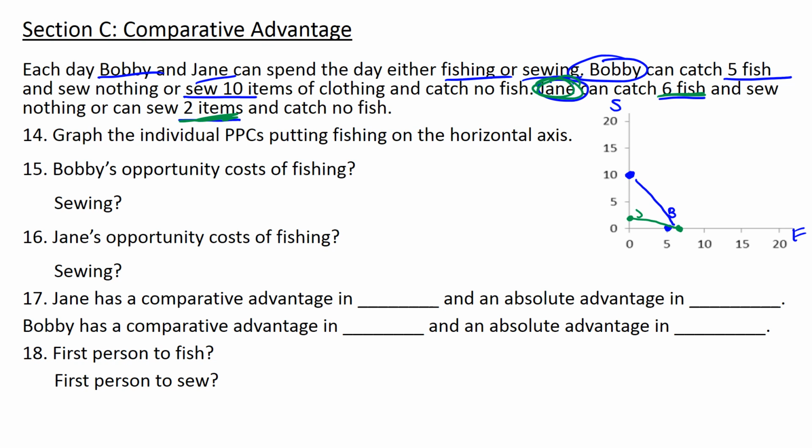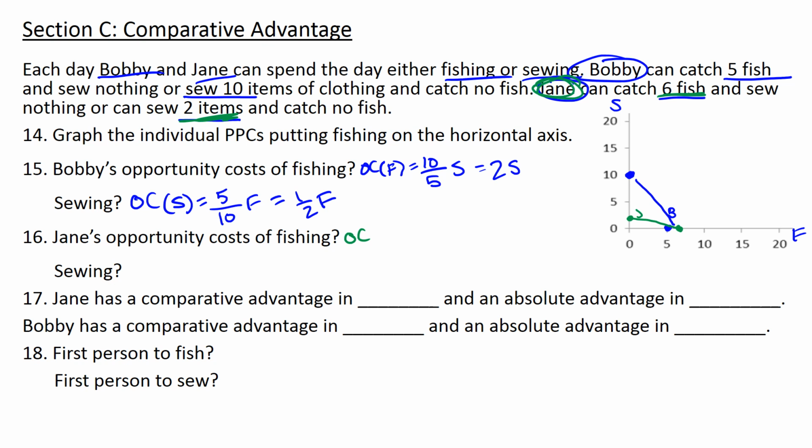To calculate Bobby's opportunity cost of fishing, it's measured in what he's giving up, and what he gives up when he fishes is some sewed clothes. Specifically, he gives up 10 sewed items for 5 fish, measured in the items he sews. So that reduces to 2 sewed clothing. And the opportunity cost of sewing is measured in the number of fish you'd give up per sewed item, measured in fish. That comes to 1/2 a fish. So if Bobby is going to catch one more fish, he makes 2 fewer clothing items. Or if he makes 1 more clothing item, he gives up 1/2 of a fish.